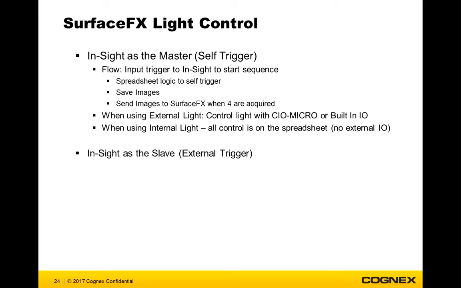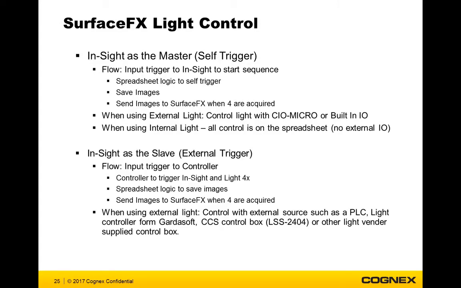Now let's talk about Insight as a slave. Again, this is when I mentioned that you're going to be using an external controller, and the external controller is basically going to control Insight and control the light. So as opposed to an input trigger going to Insight, the input trigger is going to go to the controller. The controller is going to start the sequence. Insight is just there to take that image and run the algorithm, right?